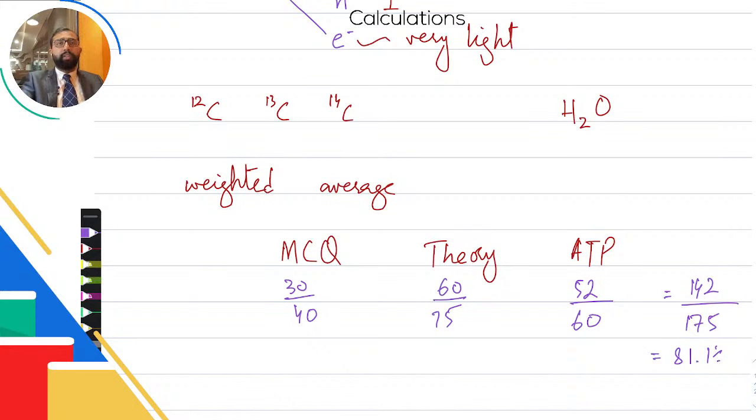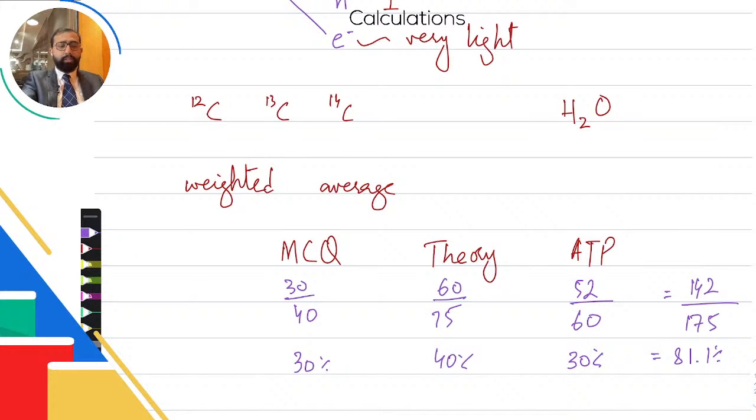Now here's the thing. The examiner doesn't always work like that. The examiner, in fact, gives you some weightage. Now I'm just making up the percentages. I don't have the exact percentages, so don't take those values. So let's suppose MCQ goes for 30% of the paper, ATP goes for 30% of the paper, and theory goes for 40% of the paper, right?